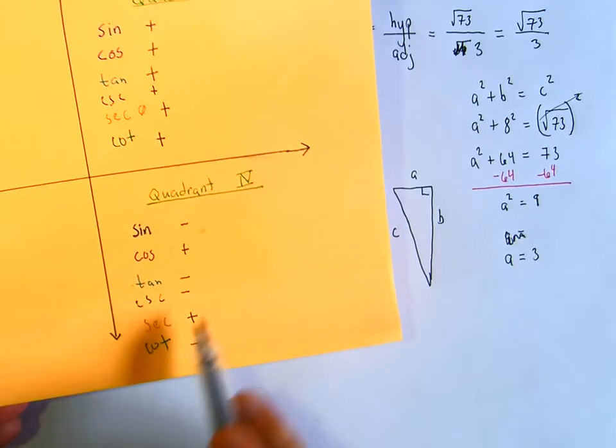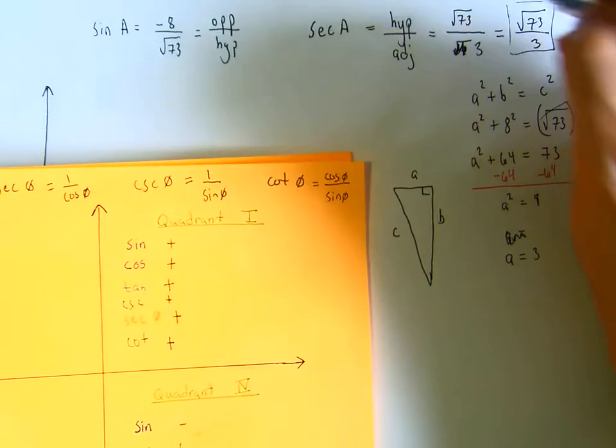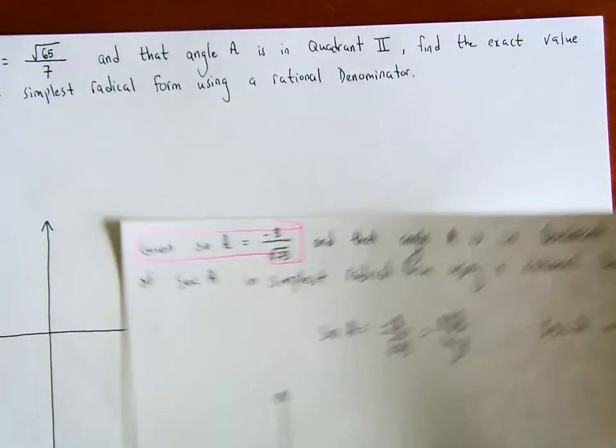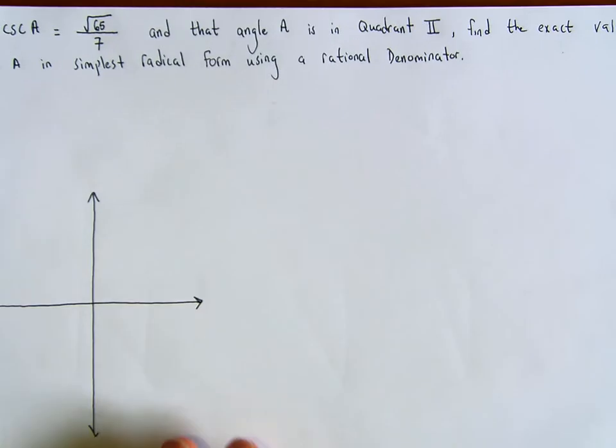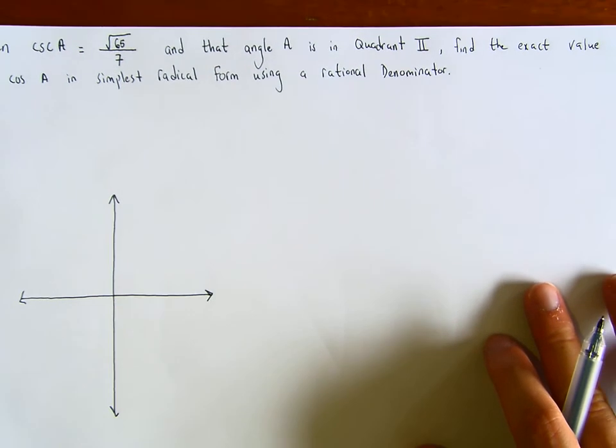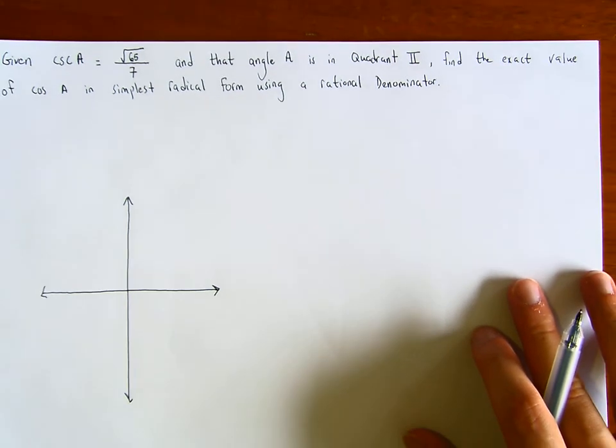Secant is positive in quadrant 4, so this is our final answer. Right? Let's do one more together. This one won't be too bad. All right, what I want you to do is pause the video, copy this down, and try to do this question on your own. Okay?